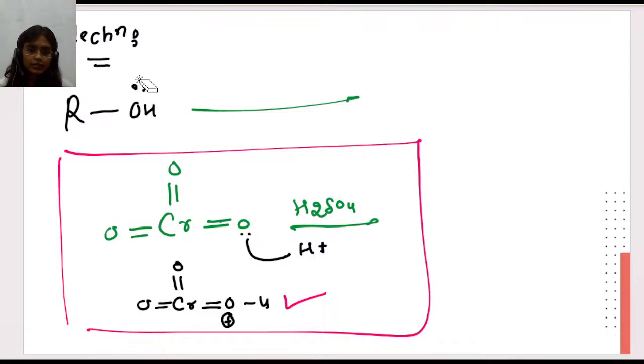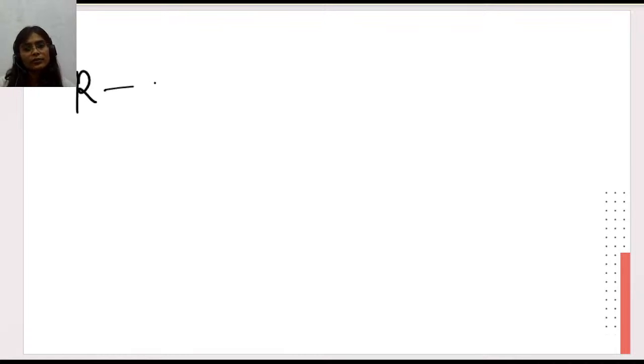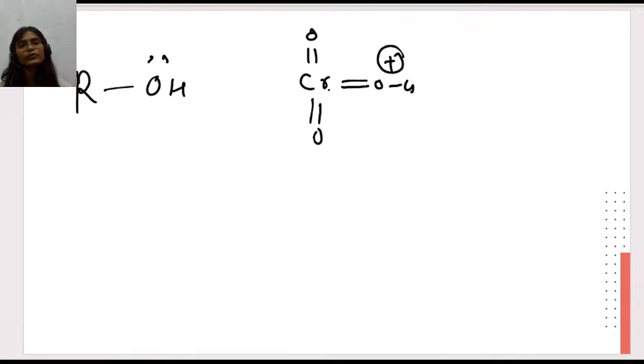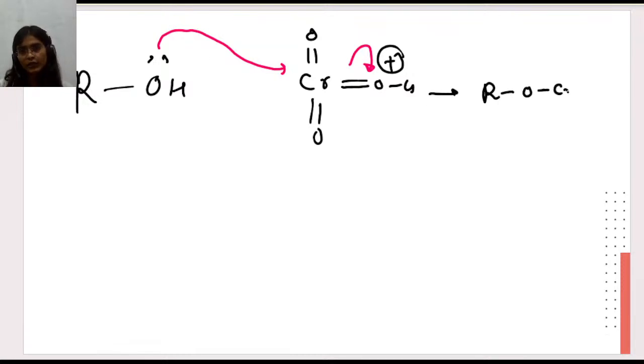Let me explain this step on the next slide, otherwise it's going to be cluttered. So you are having ROH now, and you will be having the chromium species with O and H positive. Oxygen has a lone pair and chromium has a double bond there, so obviously it is going to attack. This oxygen attacks this chromium and this bond opens up. So what we are getting is R, O connected with chromium, double bond, and an OH group, and this one has a hydrogen and a positive charge.